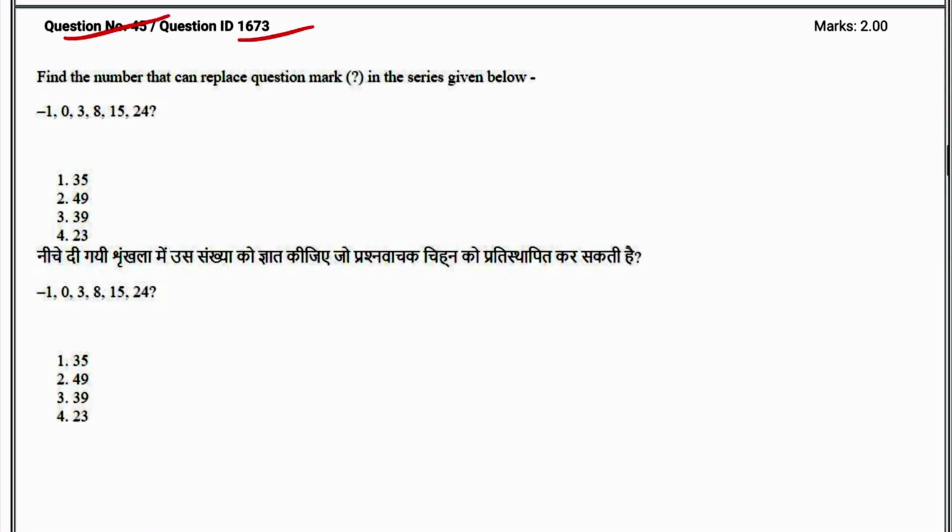Next is 73. Find the number that can replace the question mark in the series given below. So you just add an odd number. So -1 plus 1 is 0, 0 plus 3 is 3, 3 plus 5 is 8, 8 plus 7 is 15, 15 plus 9 is 24, 24 plus 11 is 35. 1 is the answer.